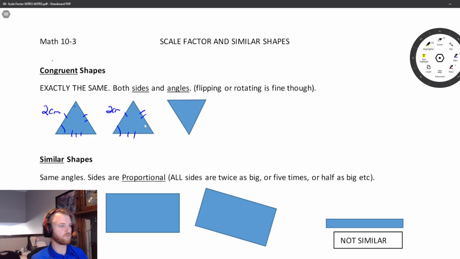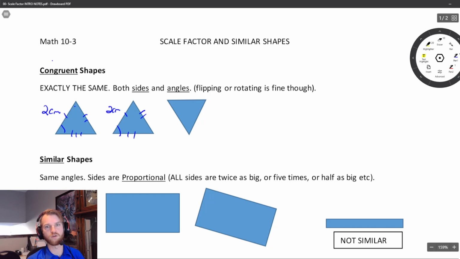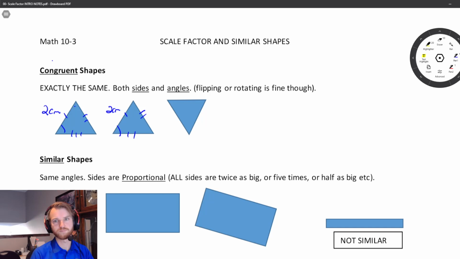For congruent shapes, I think of this like a metal plate. This here is just a metal ruler, and it does not matter what way I rotate it. Doesn't matter if I flip it over. However I move this metal ruler, it's still the same object. It's still the same shape. So yeah, I'm allowed to rotate it. I'm allowed to flip it. That part doesn't matter. So all three of these triangles we would say are congruent in that they are the exact same shape, same measurements, same sides, same angles.